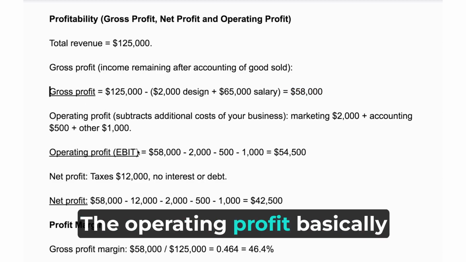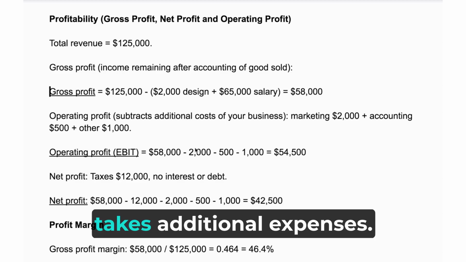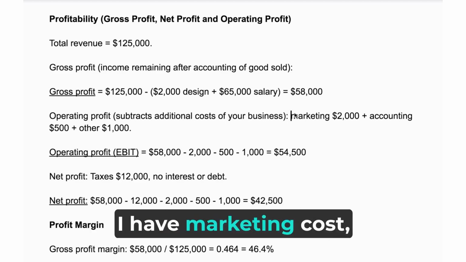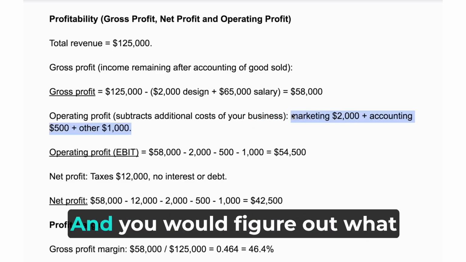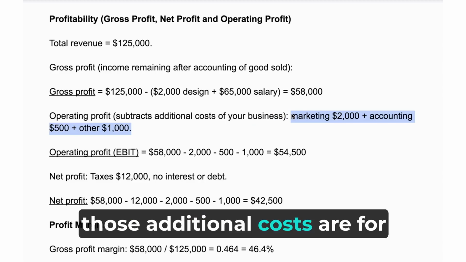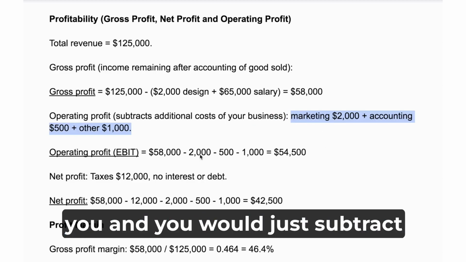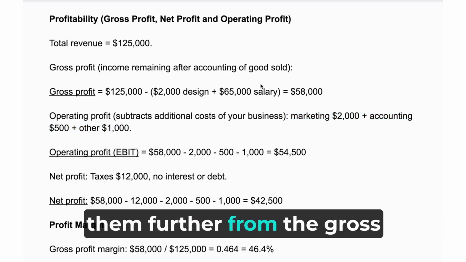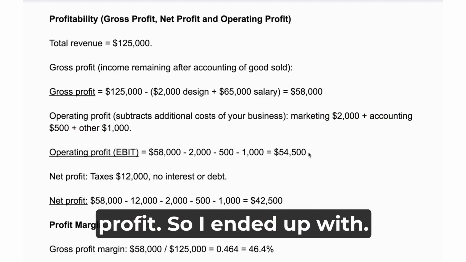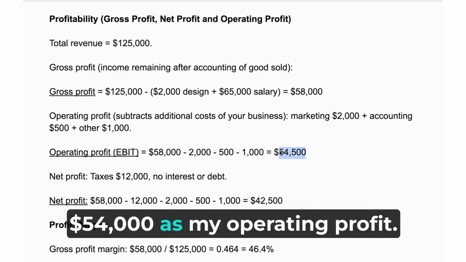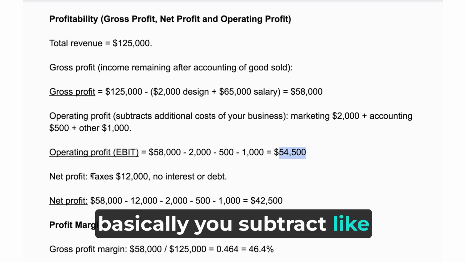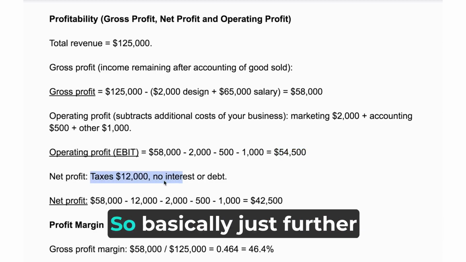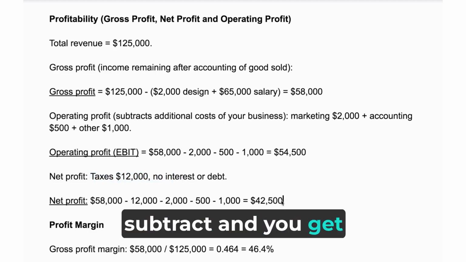The operating profit basically takes additional expenses. For example, I have marketing cost, accounting cost, other costs, and these are listed here. And you would figure out what those additional costs are for you, and you would just subtract them further from the gross profit. So I ended up with $54,000 as my operating profit. And the net profit, basically, you subtract like taxes, interest, or debt. So basically, just further subtract and you get those numbers.